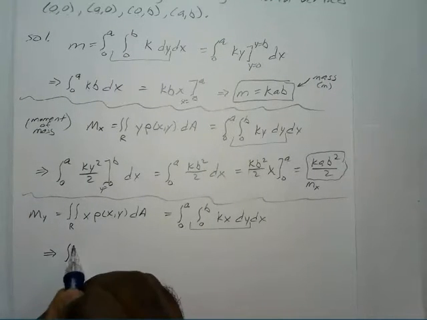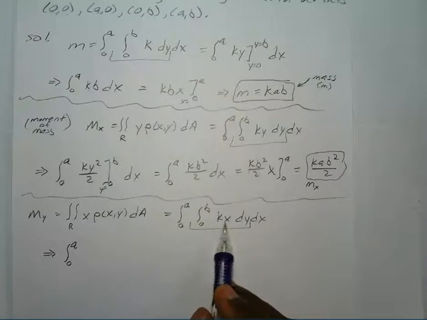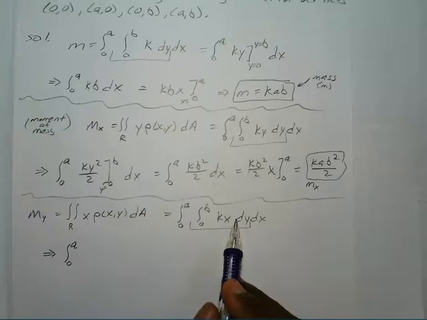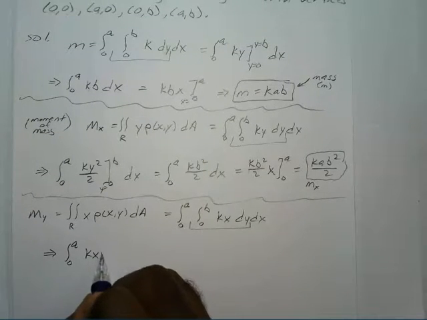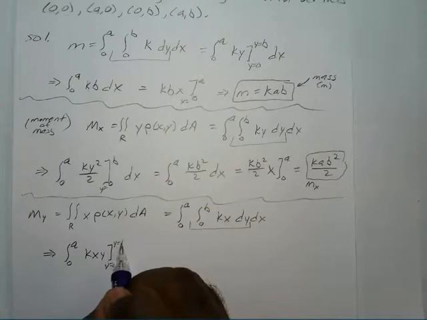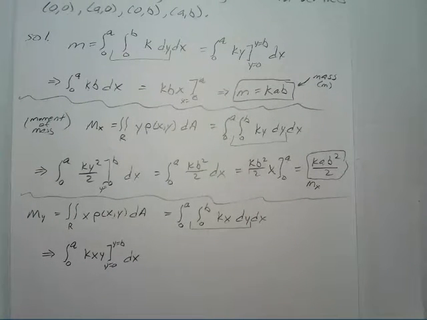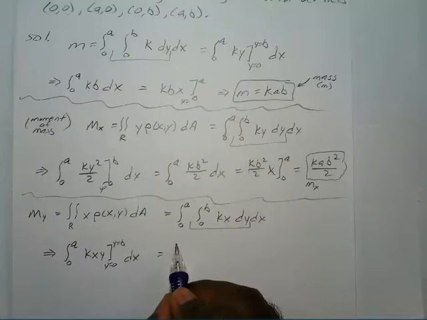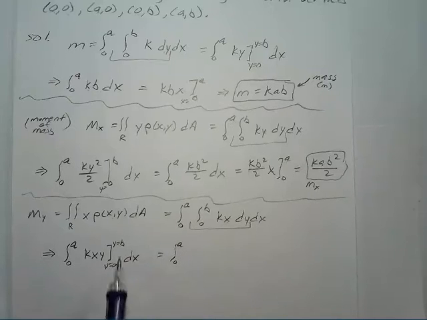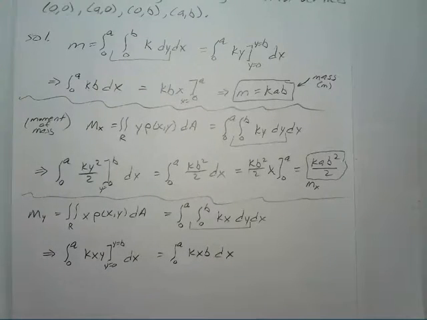Okay, so that's equal to the integral from 0 to a. So with respect to y, it's just kx, which we consider a constant, so that would be times y. So that would become kxy from y equals 0 to y equals b, dx. All right. So that would equal the integral from 0 to a; y equals b is just kxb. Plug in 0, you get 0. That's kxb with respect to x.